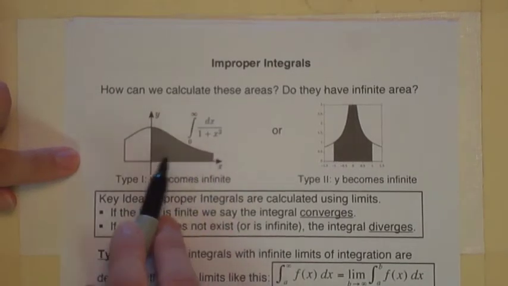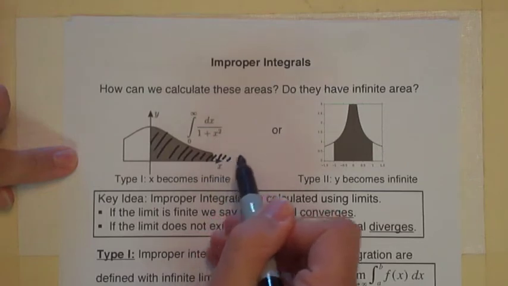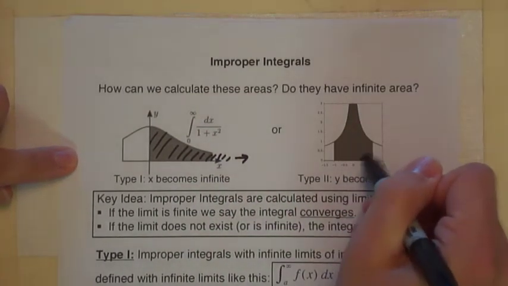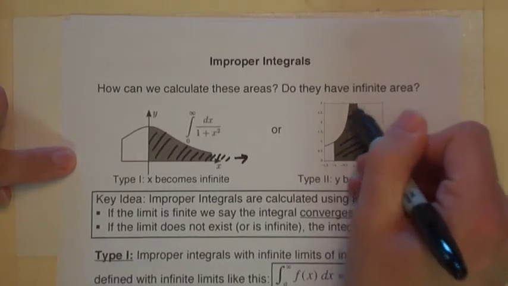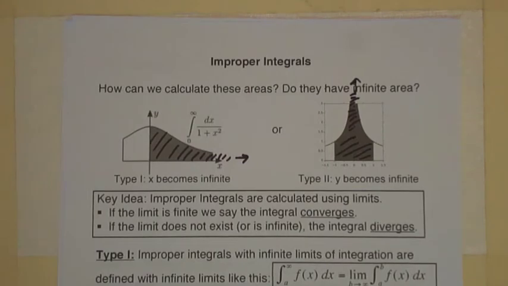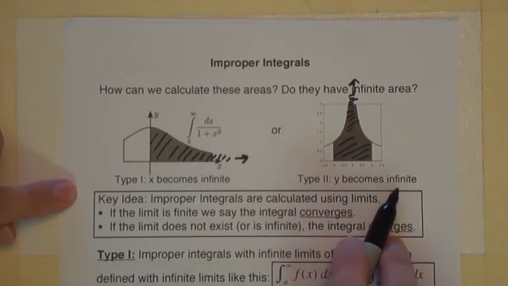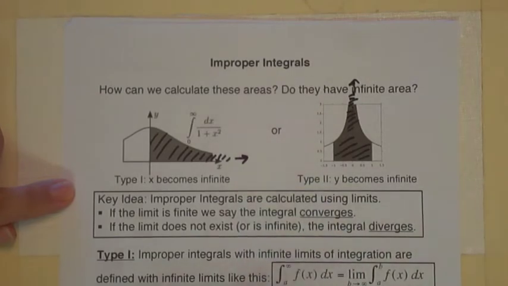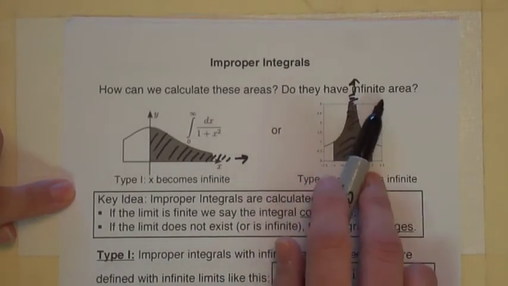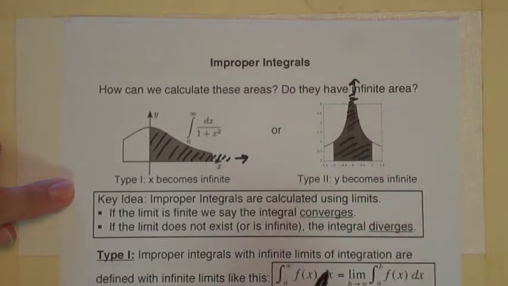So it can be not bounded in two ways. It can be infinite in the x direction, where this goes off to the right forever, or infinite in the y direction, where this goes up forever. The x direction is called type 1, and if it's infinite in the y direction, it's called type 2. And these are done in slightly different ways. And the question is, do they have infinite area? And sometimes they do, and sometimes they don't.